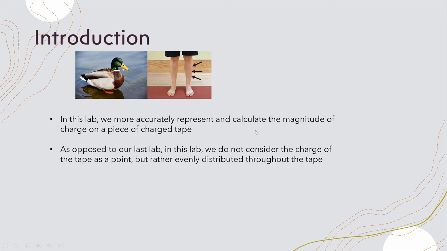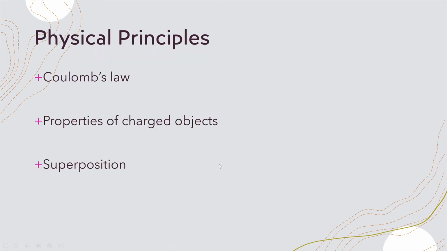In this lab, we more accurately represent and calculate the magnitude of charge on a piece of charge tape. As opposed to our last lab, in this lab, we do not consider the charge of the tape as a point, but rather evenly distributed throughout the tape. This lab includes similar physical principles as the last lab.